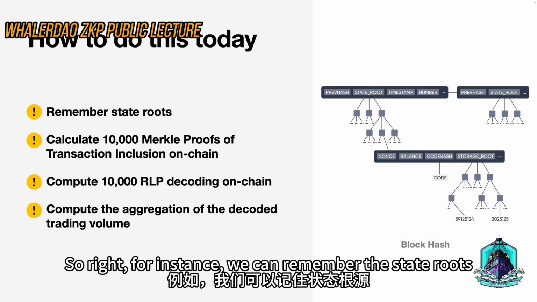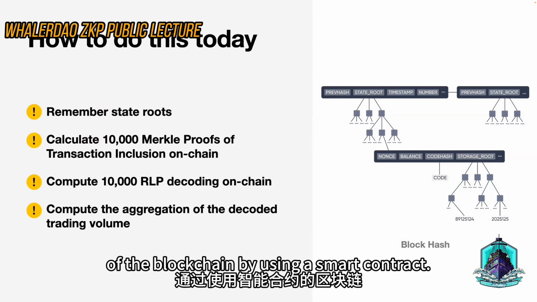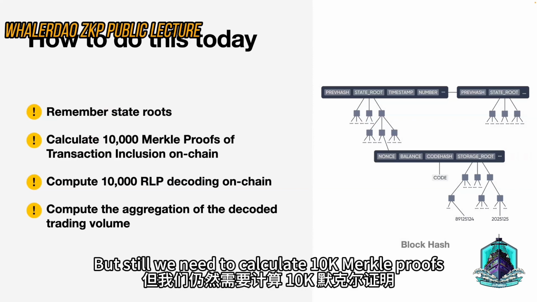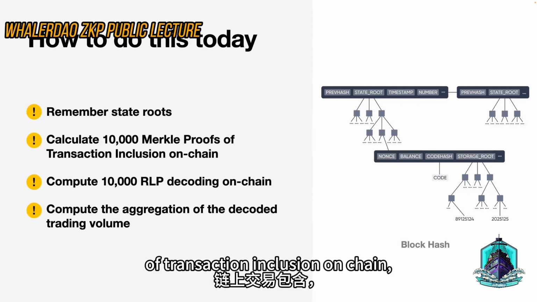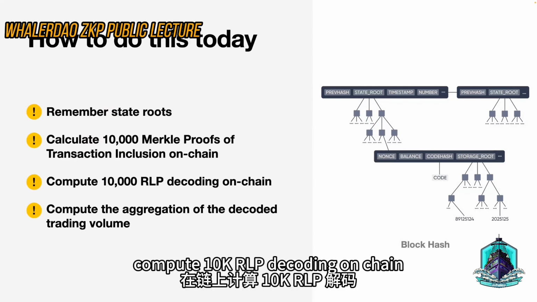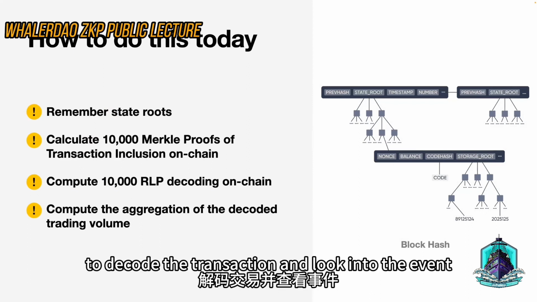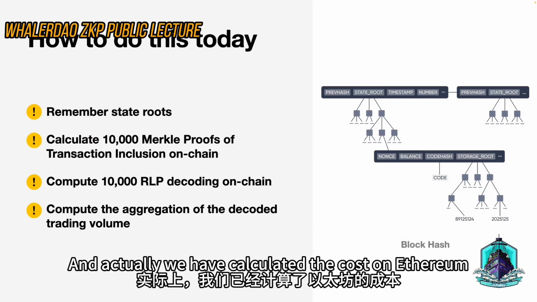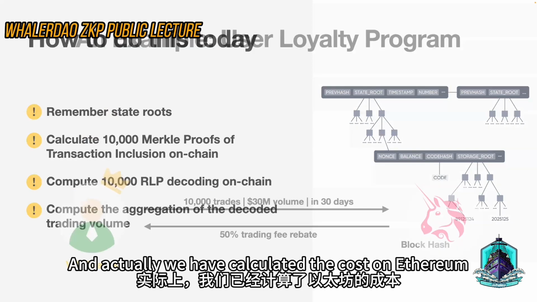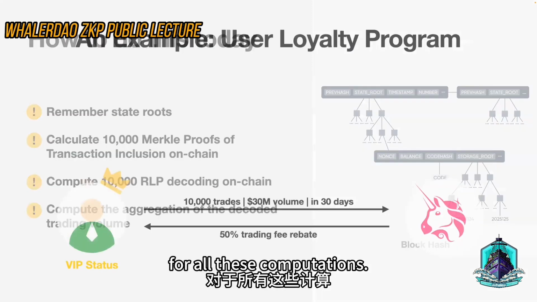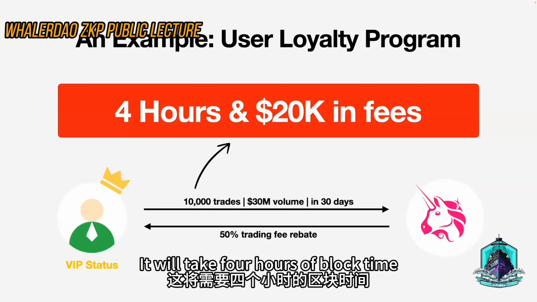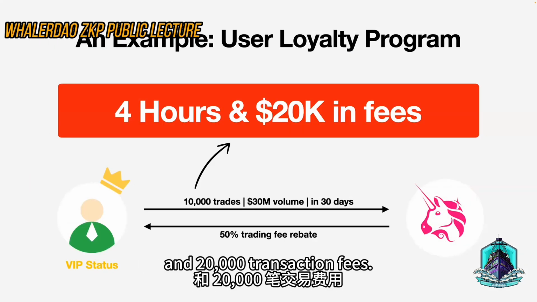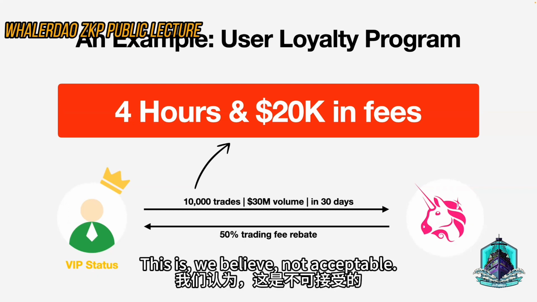So, right, for instance, we can remember the state roots of the blockchain by using a smart contract, but still we need to calculate 10K Merkle proofs of transaction inclusion on chain, compute 10K RLP decoding on-chain to decode the transaction and look into the event, and then compute the aggregation of the decoded trading volume. And actually, we have calculated the cost on Ethereum for all these computations. It would take 4 hours of block time and 20,000 in transaction fees. This is, we believe, not acceptable.